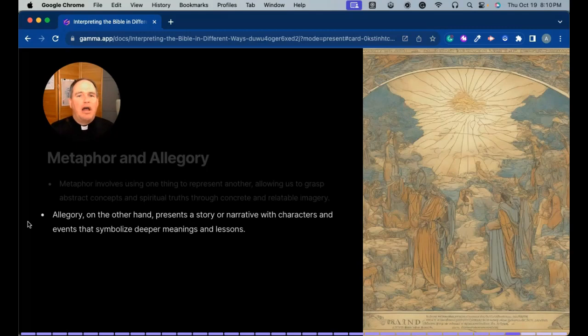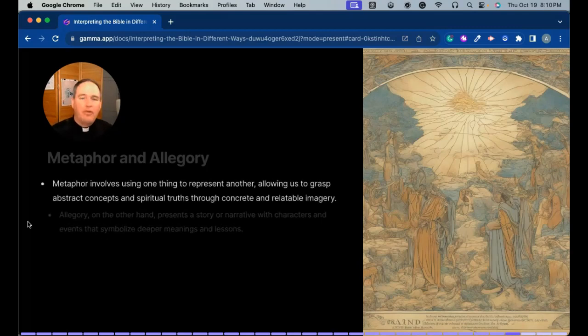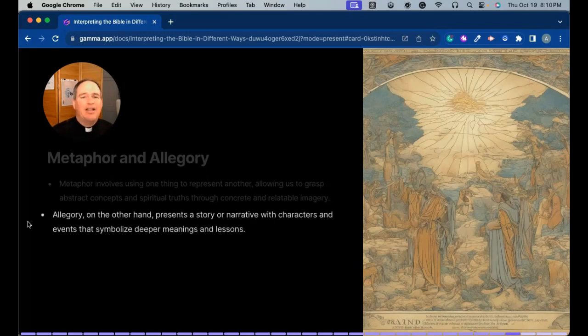Right? So "he is a bolt of lightning." That is one thing meaning something else in a metaphorical way. If I tell you a story about the little engine that could, that is an allegory, talking about one thing and using symbols to mean something else.